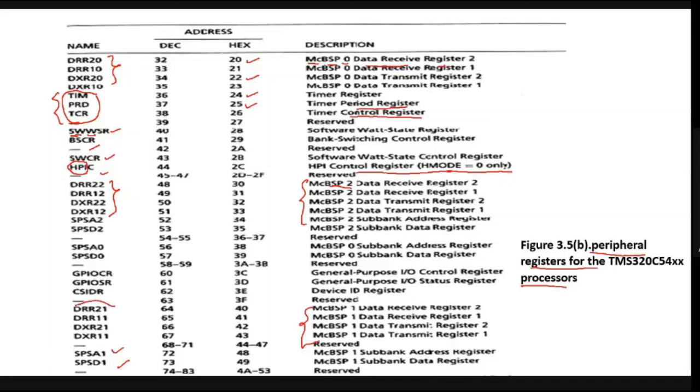And again, this set is for multi-channel buffered serial port 1, and these four are for another set, the second set. And here we also have SPSA2, SPSD2. Again, it is the sub-bank address register and sub-bank data register. So for this, we have MCBSP.